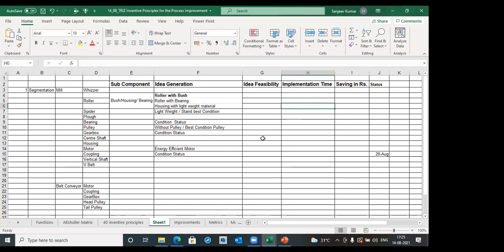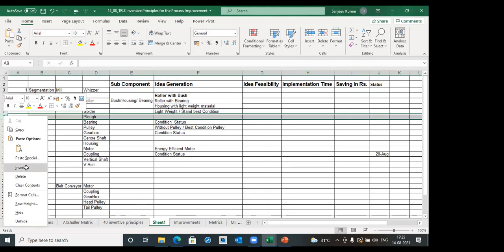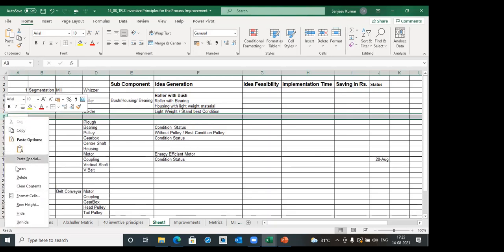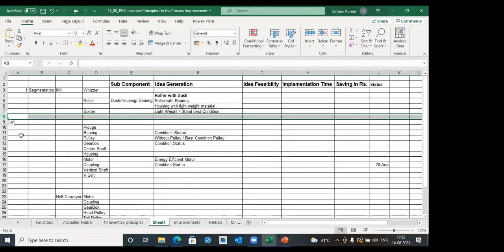Okay, roller with bush, roller with bearing, housing with lightweight material. When you are going for a pulley, you have 2 ideas, right? You can create one more row for a pulley, where you have 2 ideas. Or even for a spider, you have lightweight spider and stand best condition. Whenever you have 2 or more ideas, you can have individual rows, and then you have to go for idea feasibility.